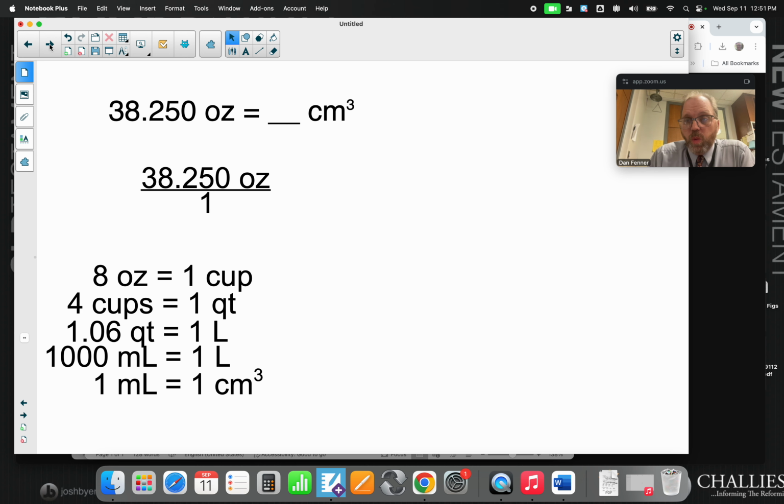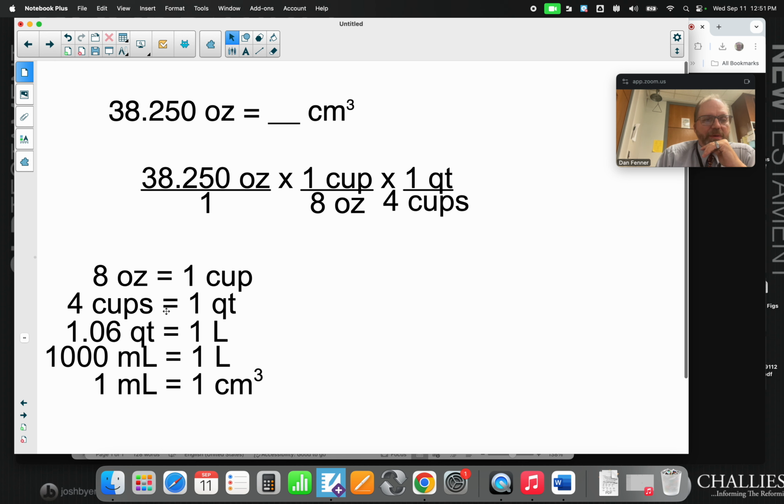Now we use these equalities to make a converter, or a fraction, crossing out what we're in and getting what we want. We start with the first one: 8 ounces is 1 cup. Ounces have to go on the bottom, so we put 1 cup over 8 ounces, so that the ounces cross out and we're in cups. This number hasn't changed, just the value of the units has. We then look at the second equality: 1 quart is 4 cups, so we set it up so that cups cross out and we're in quarts.